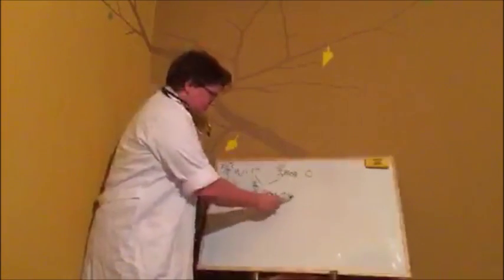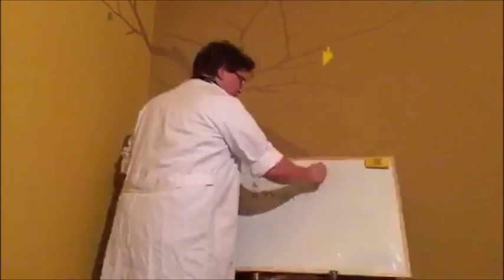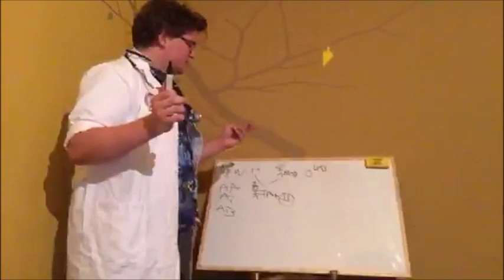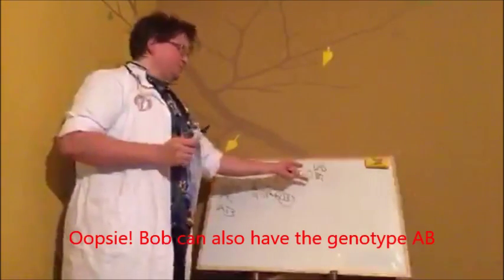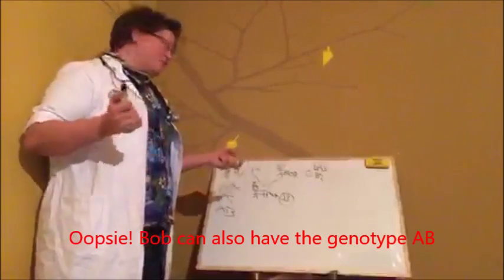That means that Bob may have any genotype, but it has to contain B. So it can be homozygote B dominant or heterozygote B. It's funny because that's BI, it's pronounced B in Norwegian. Bye.